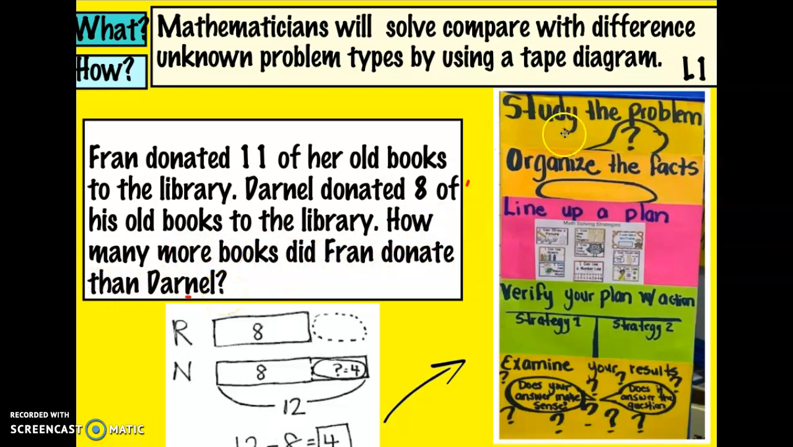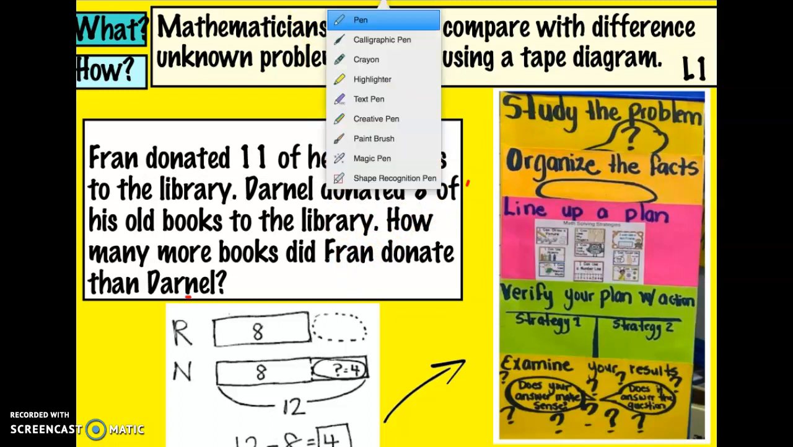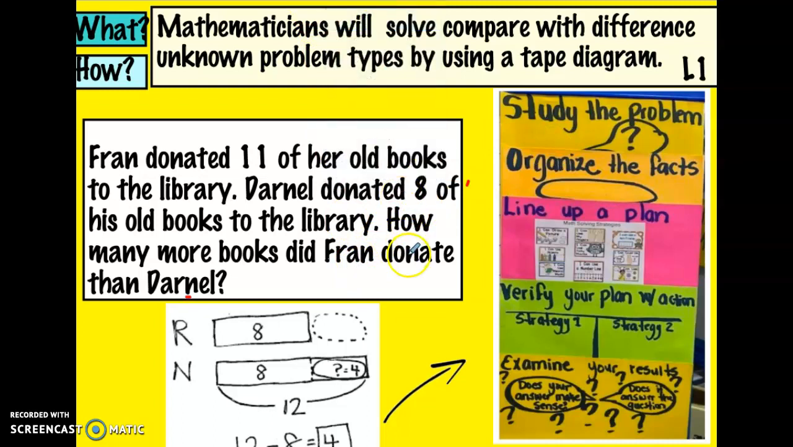What's our first step? We're going to study the problem. What is this problem asking us to find? Turn and talk to someone at home. Remember, you can always pause the video. The problem is asking us to find how many more books did Fran donate than Darnell?